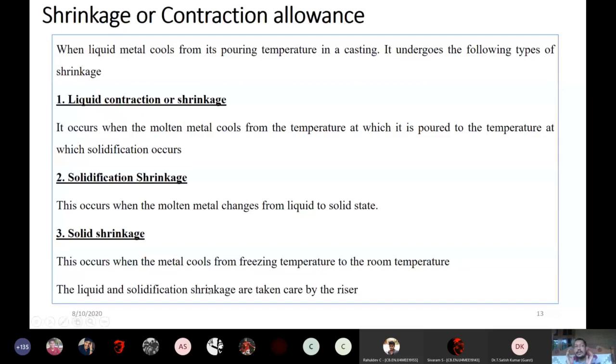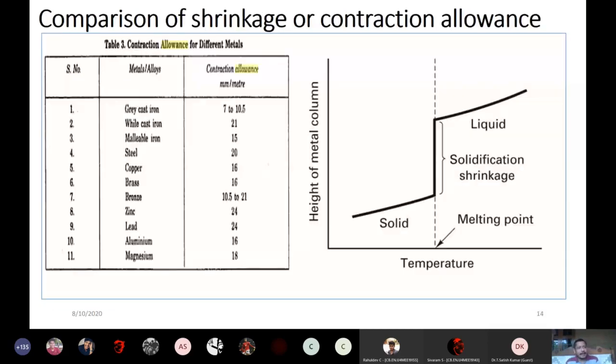Solid shrinkage: in order to compensate for solid shrinkage, you have to go for a slightly larger size pattern. So how will you fix this size of the pattern? Is it the same for all the metals and alloys? No, this will vary from metal to metal and from alloy to alloy.